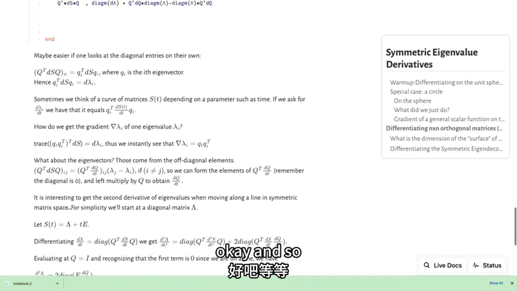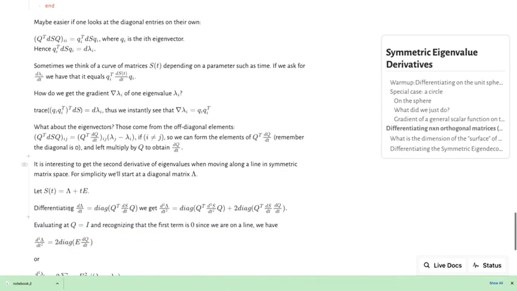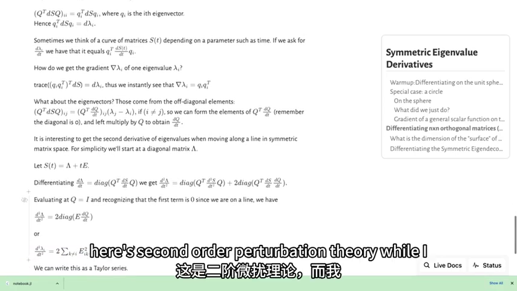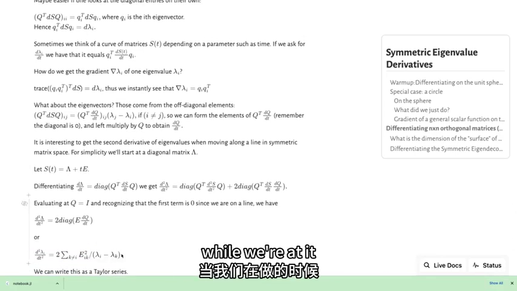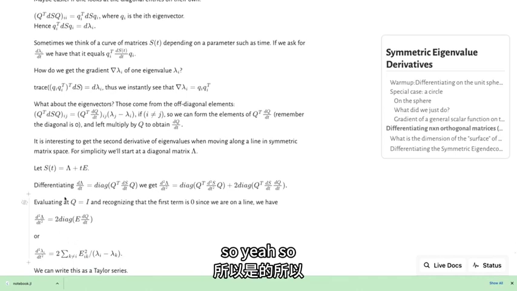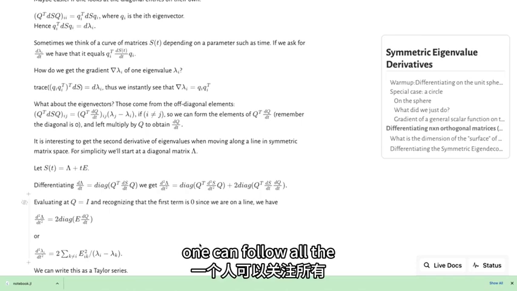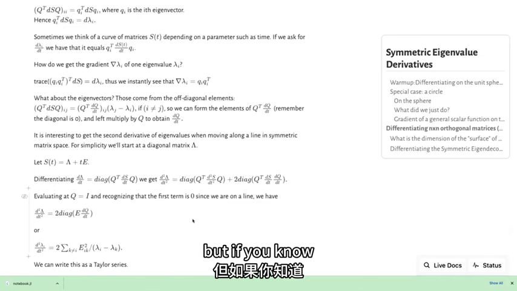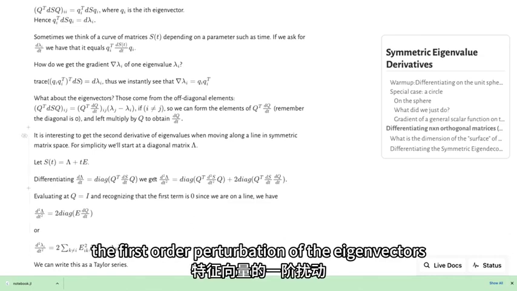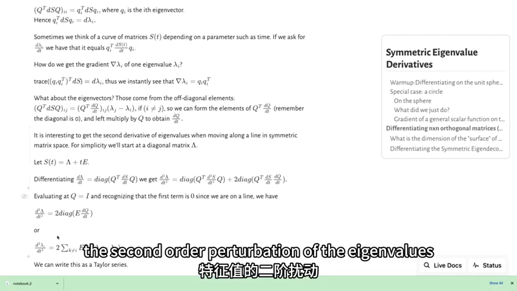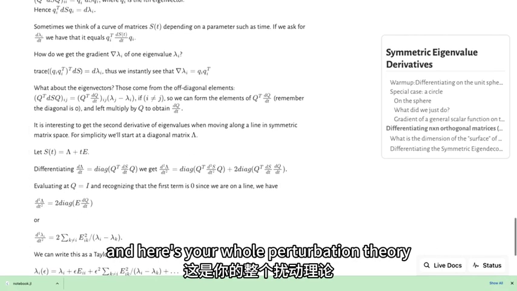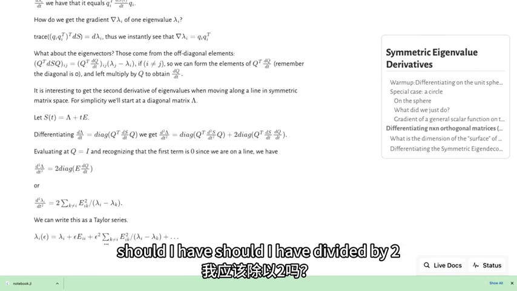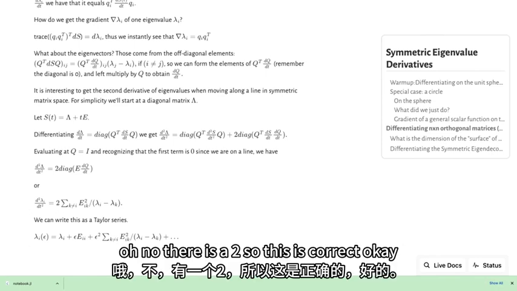Okay, and so I think, let's see. By the way, here's second-order perturbation theory, while we're at it. So one can follow all the way through. Maybe I won't make a big deal about it right now, but if you know the first-order perturbation of the eigenvectors, then you can use that to get the second-order perturbation of the eigenvalues. And here's your whole perturbation theory. I think, should I have divided by 2? Oh no, there is a 2. So this is correct. Okay.